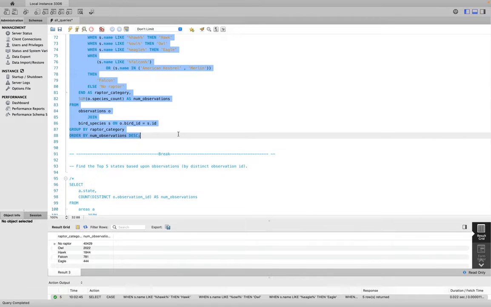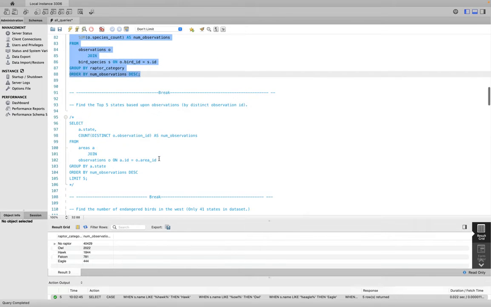And that gives us the most common category is no raptor, which would make sense. The second most common is owl, then hawk, falcon, eagle. Interesting.